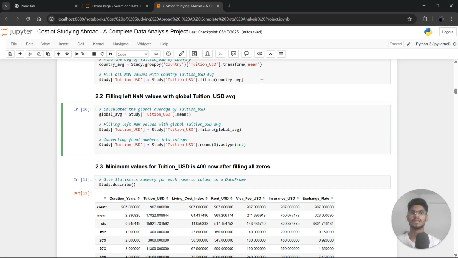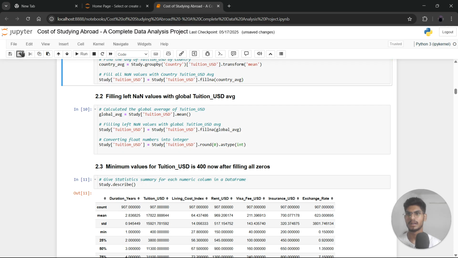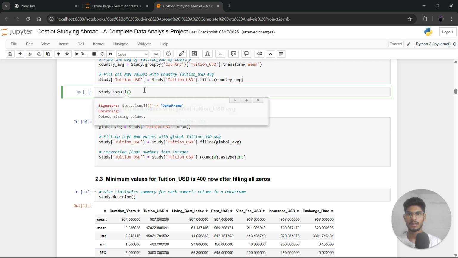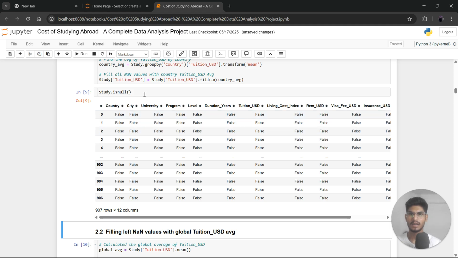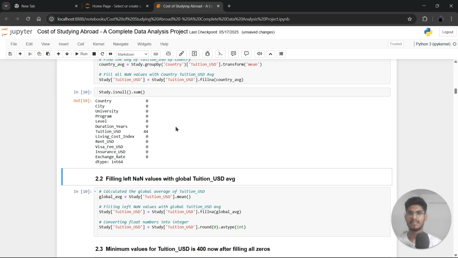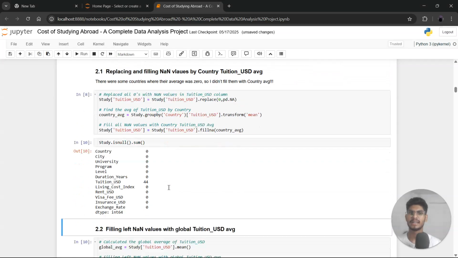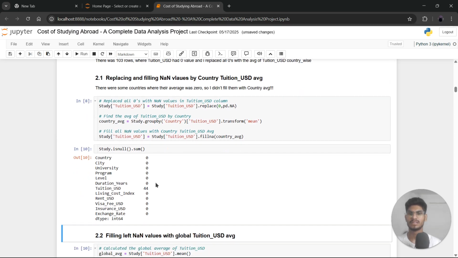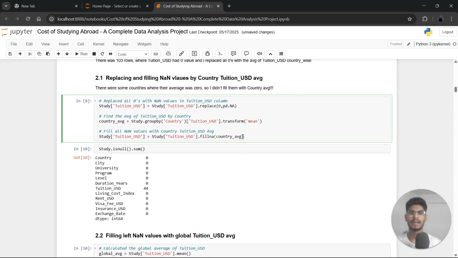After doing this, we will come here and use study dot isnull. We run this and use the sum function. So we will see there were 103 null values after replacing 0 with none values. Now we have filled the none values by the country average, and now we have only 44 rows.